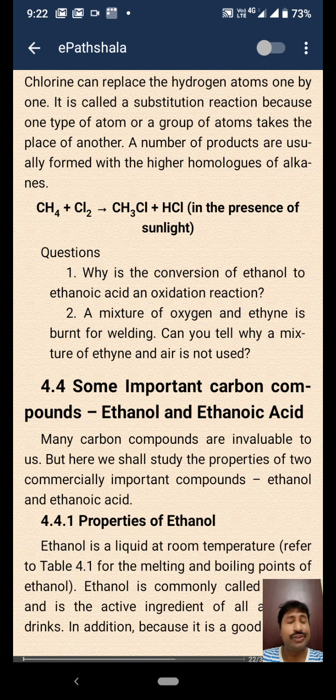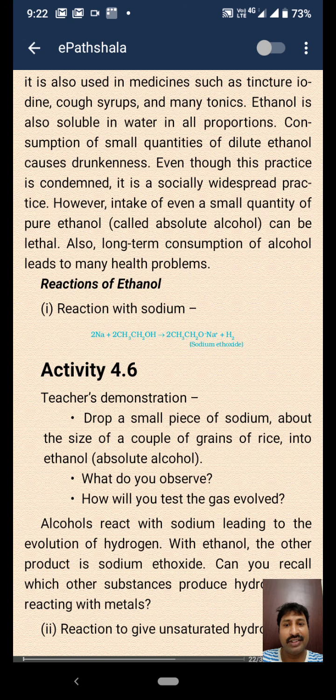And what is a substitution reaction? Methane, when it is reacted with chlorine gas, gives out methyl chloride plus hydrochloric acid. It's a substitution reaction. It's a very important reaction too. And what will happen when a metal like sodium or potassium is added to ethanol, C2H5OH? It will form sodium ethoxide plus hydrogen gas.